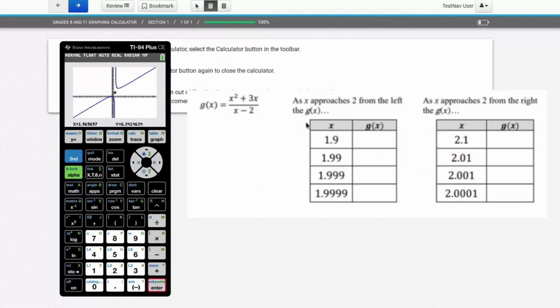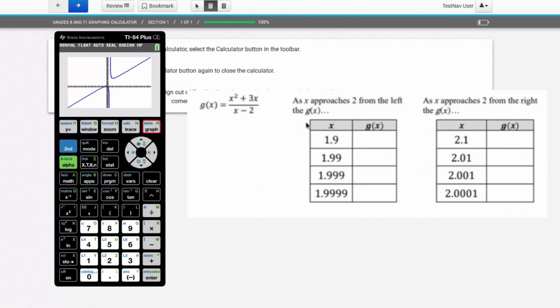I don't care about that. What I'm going to care about is that my vertical asymptote is 2, and I can see that from the function itself. I'm going to use that information to fill in the table here. I really don't want to fill in the table, but it wants me to, so I'm going to do it anyway. I'm going to use my calculator to plug in values.